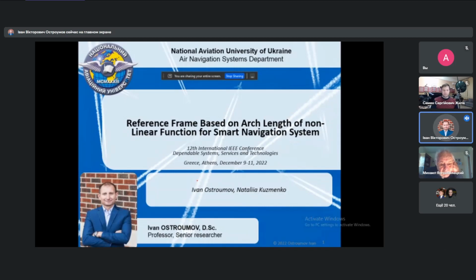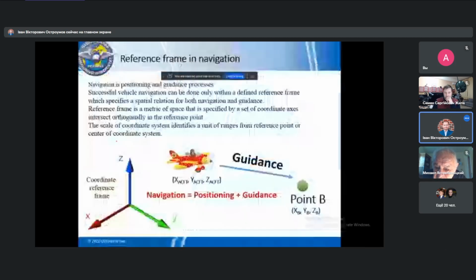Okay, hello everyone. Could you see my screen? Yes, it's okay. Please start. Okay, thank you very much. My name is Ivan Astromov. I'm from National Aviation University, and I'm a part of the Air Navigation team. And today we would like to present you our results in navigation, and especially about the reference frame based on arc length of nonlinear function for smart navigation systems.